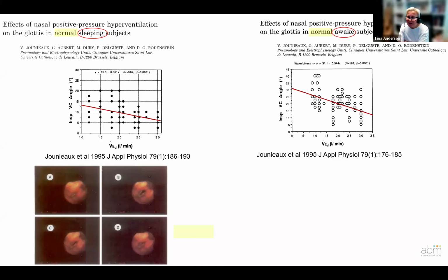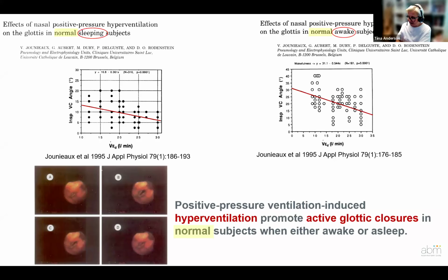This tool was already used in 1995 by a Belgian group, Jonio. They visualized the upper airways during awake and sleeping in normal subjects who were positive pressure ventilated, and that induced a hyperventilation in these participants. And these researchers wanted to observe and describe how the upper airways respond to this kind of triggering.